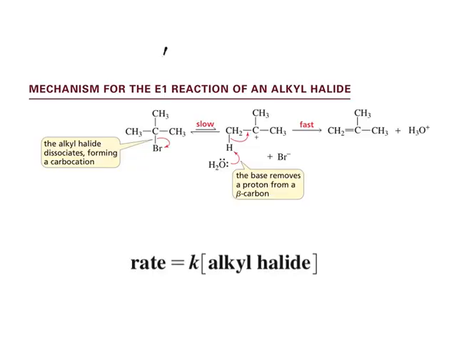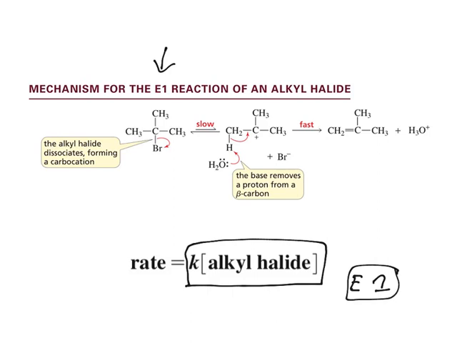Now let us see about E1. The reason why it is called E1 is that only one substrate is responsible for the rate of reaction. Hence it is known as elimination unimolecular. Now how does it happen? The alkyl halide dissociates forming a carbocation. This is a very good leaving group. It comes off and forms a carbocation. Remember, carbocations are formed in E1. Tertiary carbocations are more stable than secondary than primary.